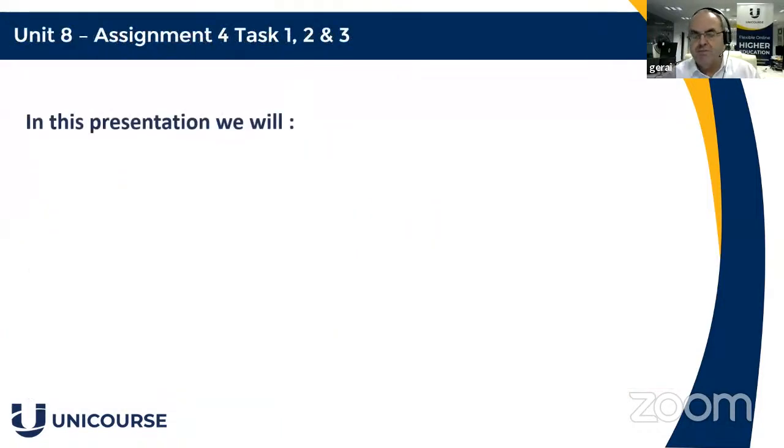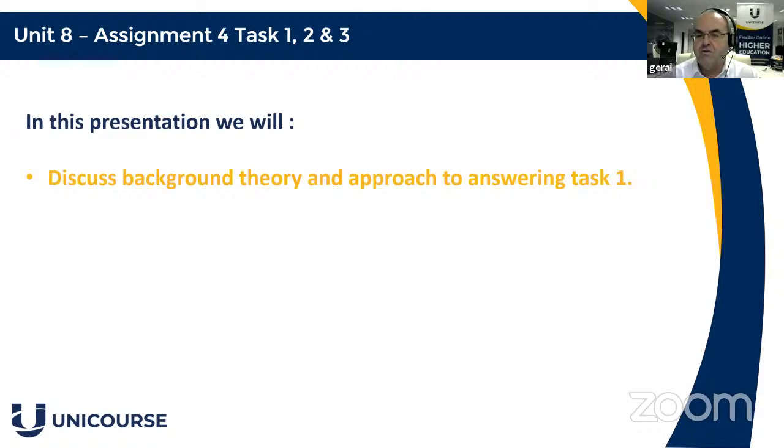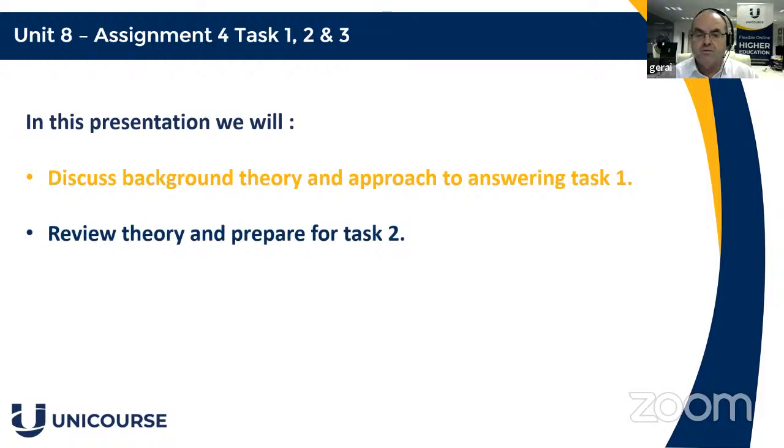So the way we're going to approach this is that I won't be doing any examples because otherwise I'd end up doing the assignment for you, but we'll try and point you in the right direction so that you know what to do to complete each of the tasks in assignment 4. So starting off with assignment task 1, we'll discuss the background theory first, and then we'll think about an approach to answering task 1. Then we'll review the theory and prepare you for task 2.